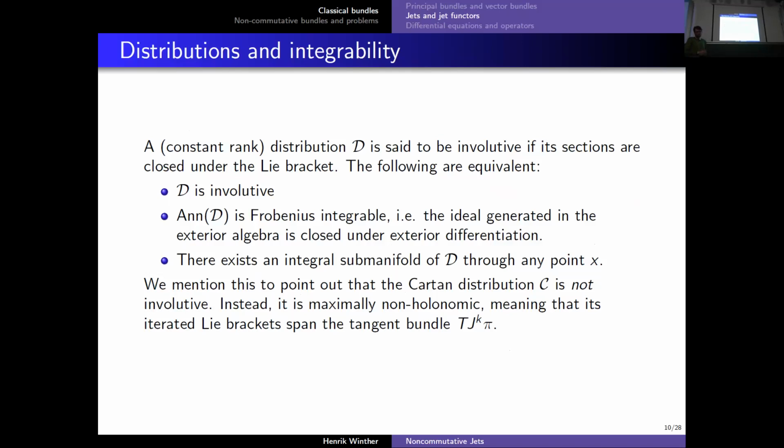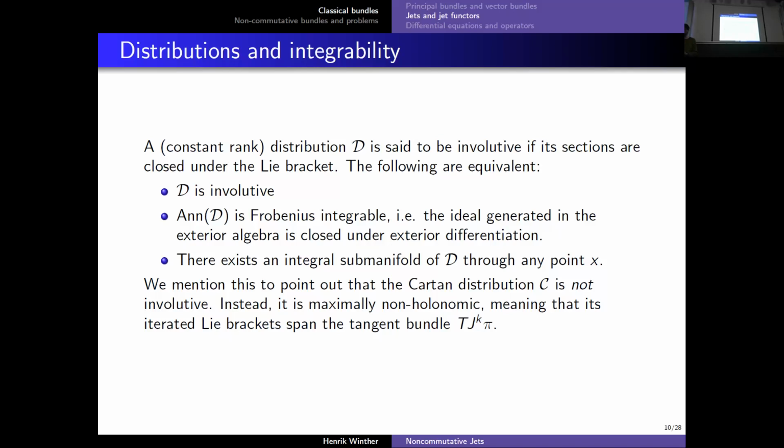So distributions can be really nice. In particular, they can be integrable, involutive, and if you are in good settings, then these are all equivalent. Its sections, like vector fields that take values in the distribution, are closed under the Lie bracket. That's just the definition of involutive. Or you can say that its annihilator is Frobenius integrable.